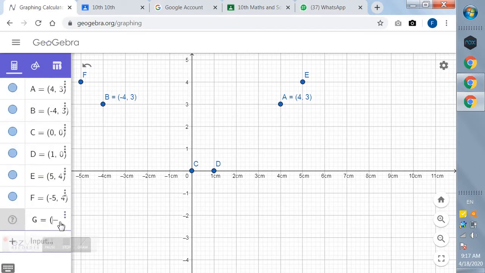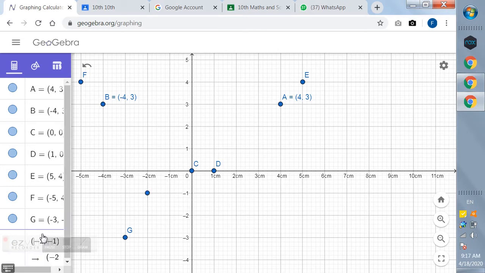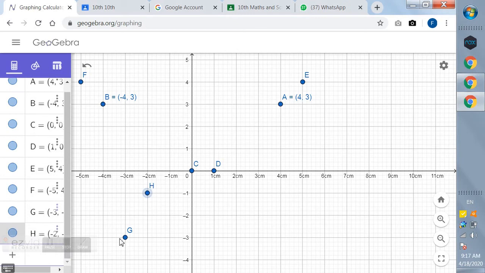Okay, now we'll add another point which is -3 and -3. So both x and y are negative. The point G is here, which is -3 on the x-axis and -3 on the y-axis. I'll add another point which is -2 and -1. That means it meets the x-axis at -2 and the y-axis at -1. So -2, -1, that is point H.